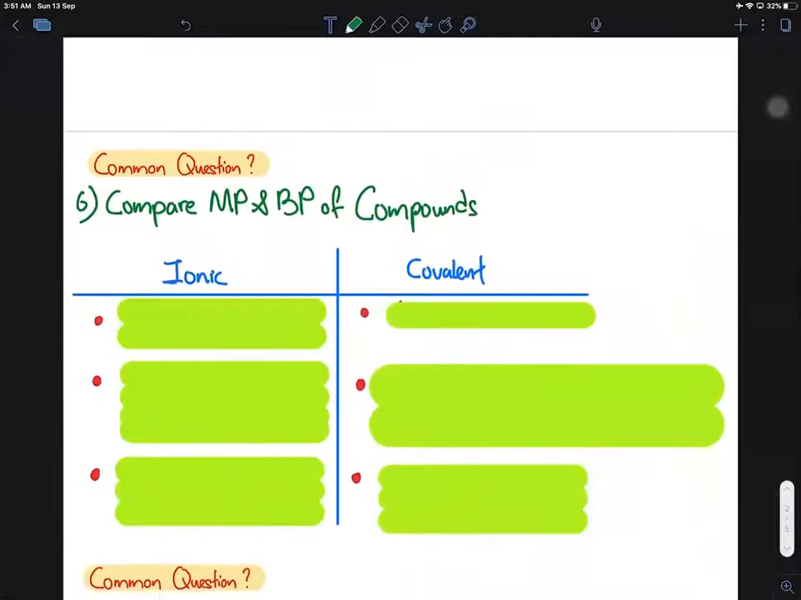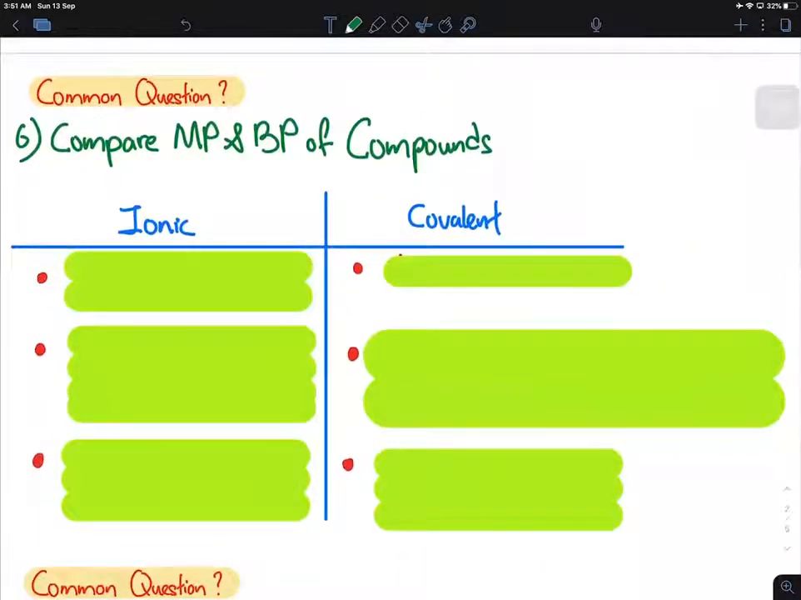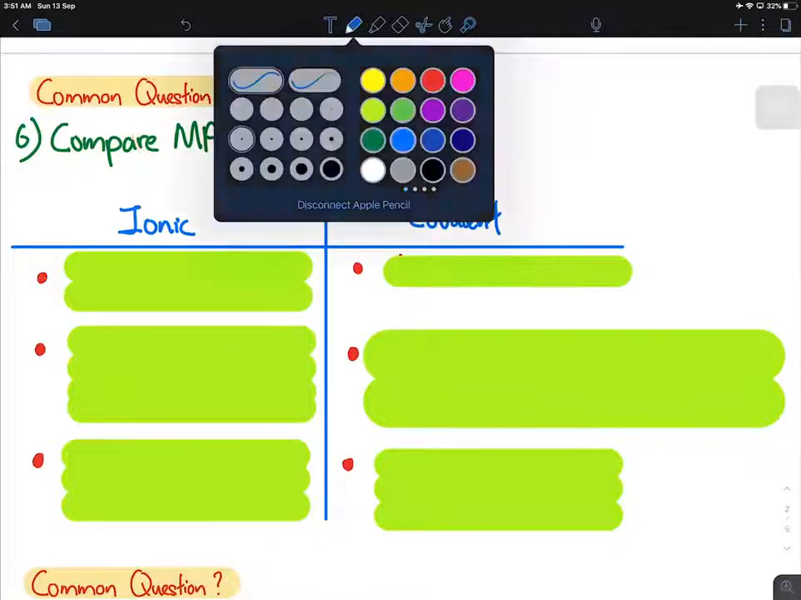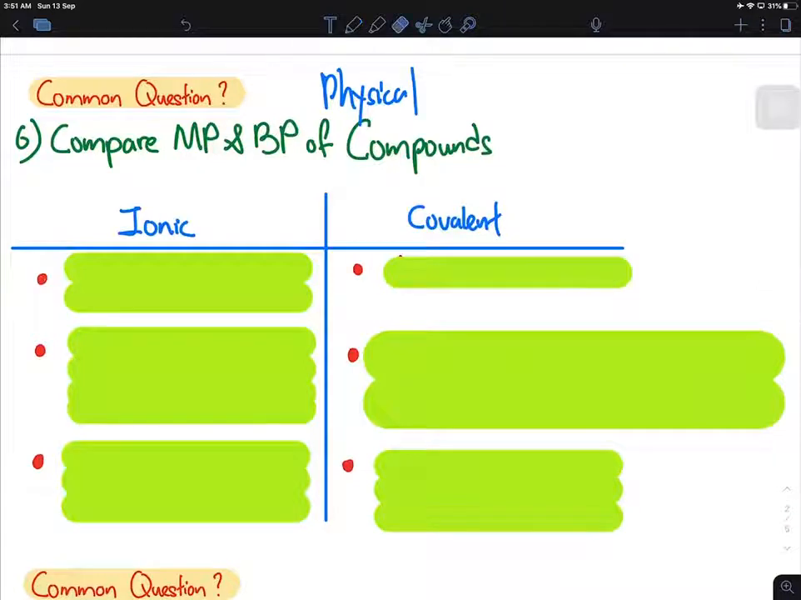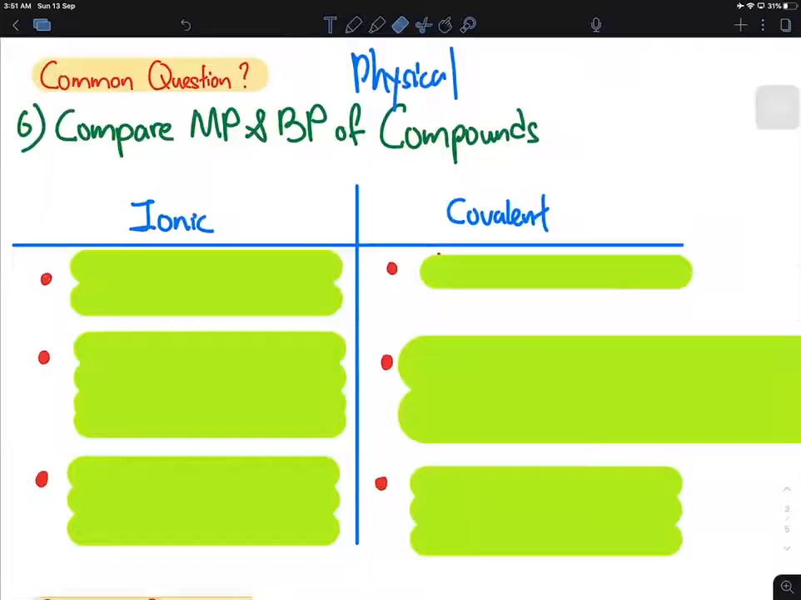3 more. Number 6. Compare the melting and boiling point of both compounds, ionic and covalent. So melting and boiling point, again, is one of the physical properties. Melting and boiling point of ionic and covalent. So you're going to ask yourself this question: ionic and covalent, which one has a higher melting and boiling point? Does the ionic have higher or the covalent have higher melting and boiling point?